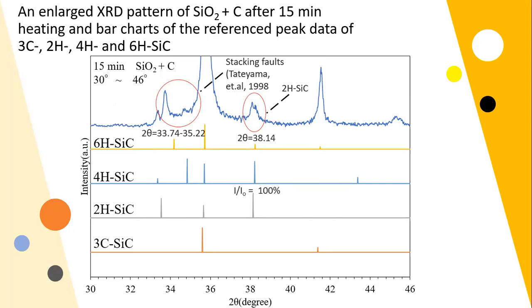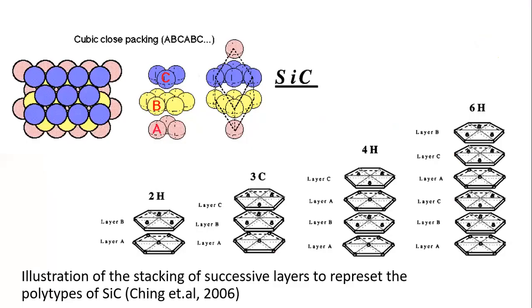As we can see in this picture, beta SiC is a cubic crystal with an ABC stacking sequence, but there is an error in the regular sequence of layers that occurs here. You can see in this picture, and we name it a stacking fault. So the peak of alpha SiC appears.